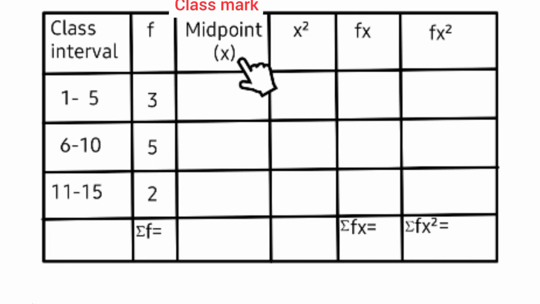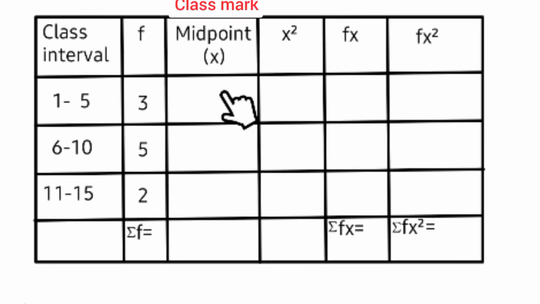So we have midpoint, also called class mark. We have our x square column, fx column, and f of x squared column. Now we'll start with adding up the frequency. 3 plus 5 plus 2 gives 10.